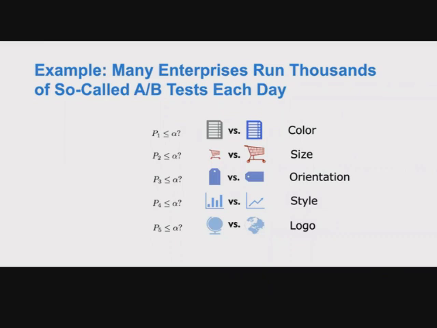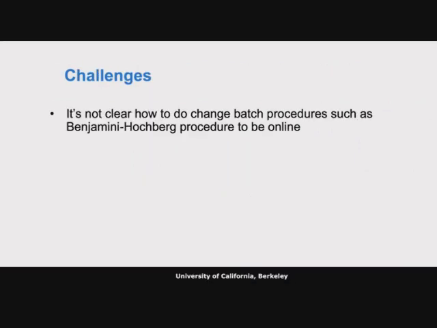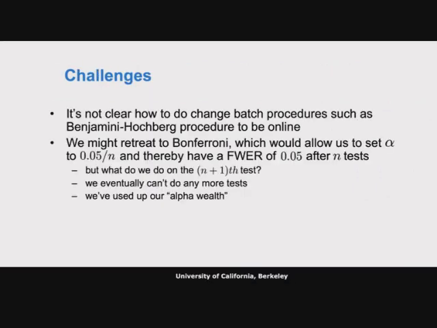But even worse, maybe you don't know how many tests you're going to have here in this streaming setting. It could be going on forever. It could be an infinite number of tests. Bonferroni, with an infinite number of tests, would give you 0 as your threshold. So is it possible to solve this at all? All right, so it's not clear how to adjust Benjamini-Hochberg and batch procedures. Bonferroni doesn't work here because we'd set alpha to 0.05 over the number of tests.